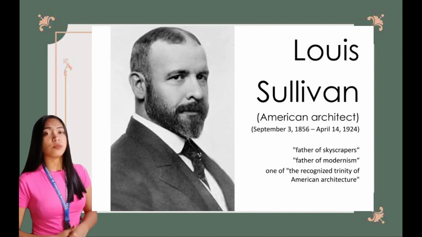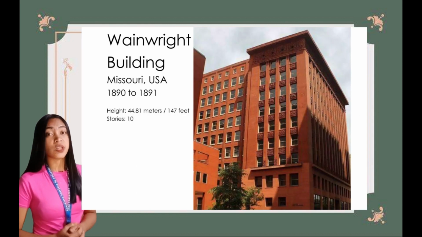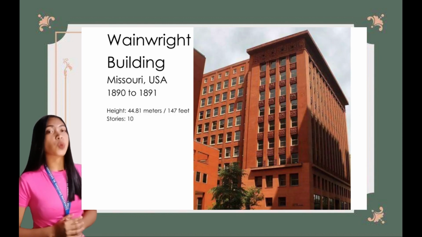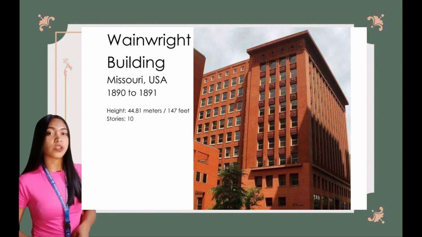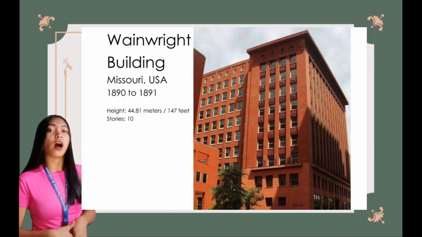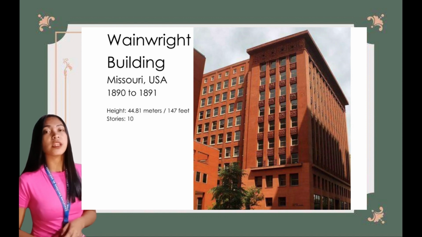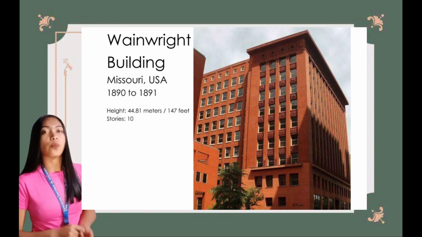Another architect named Louis Sullivan, an American architect who was known as the father of skyscrapers and modernism, and was one of the recognized trinity of American architecture. One of his creations is the Wainwright Building in Missouri, USA. It was built in the year 1890 to 1891 with a height of 44.8981 meters or 147 feet, a 10-story building that incorporates the Art Nouveau.